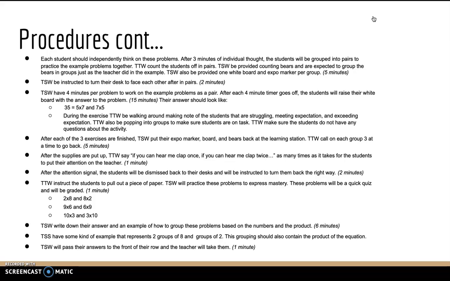I'm just going to make sure that they don't have any questions about the activity. So after each one of these exercises are finished, they're going to put up their expo marker, put up their board, put up their bears, and return them back to the learning station.